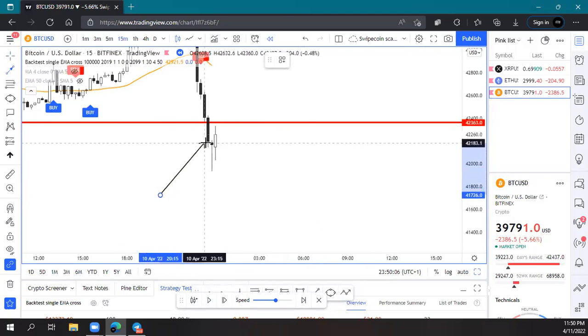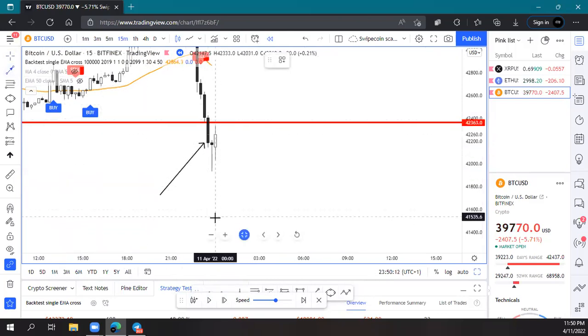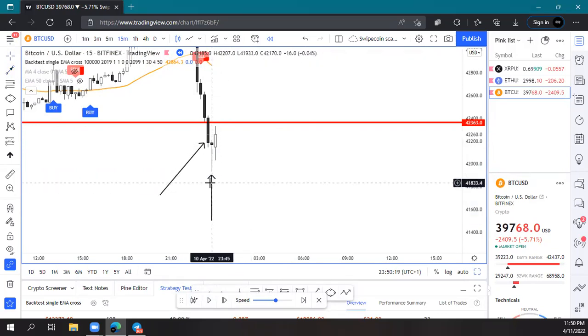Break and close happened here, right? Break and close happened on this candle. You can decide to take an entry here, right? I think this is the one that hit stop loss the first time. I'm just going to show you guys what to do when it hits stop loss.